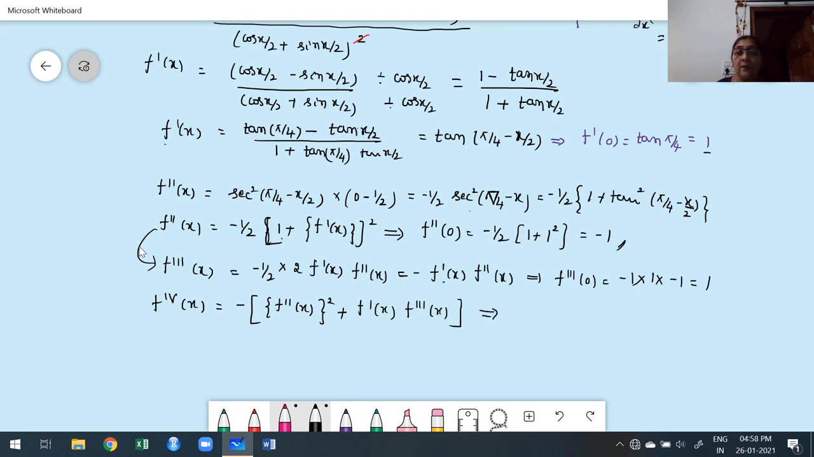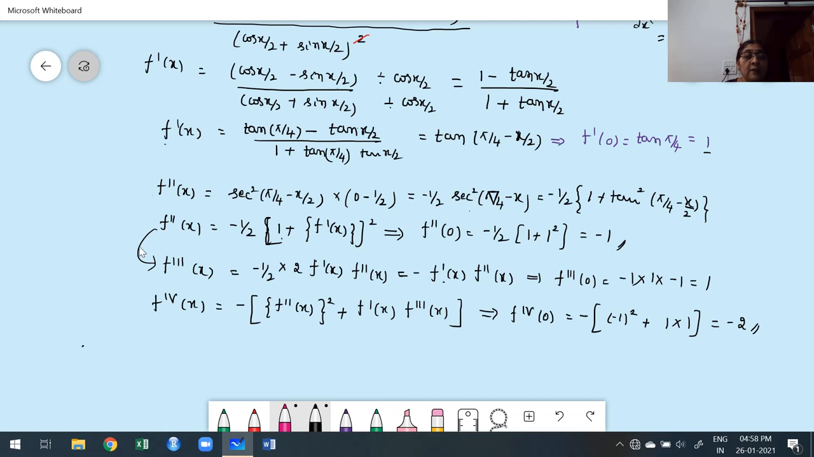From this, what is the fourth derivative of f at 0? Put x equal to 0: minus of f double dash of 0 whole square plus f dash of 0 into f triple dash of 0. We calculated f double dash of 0 is minus 1. Minus 1 whole square is 1, plus f dash of 0 is 1 into f triple dash of 0 is 1. 1 plus 1 is 2, so minus 2. This is the easiest way to find the value.